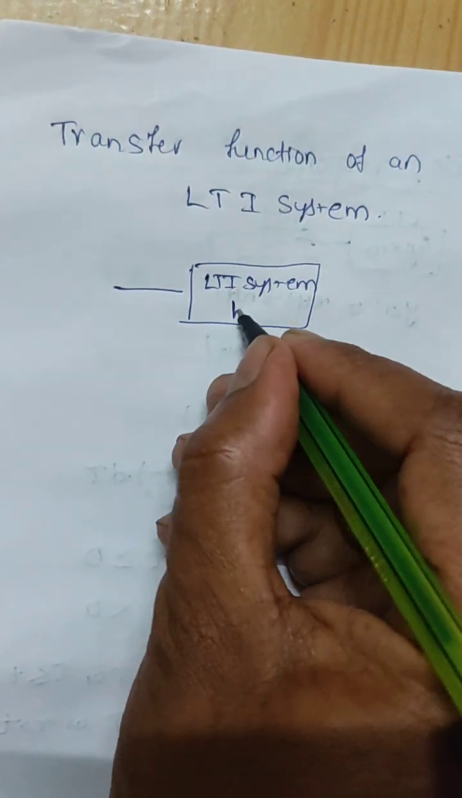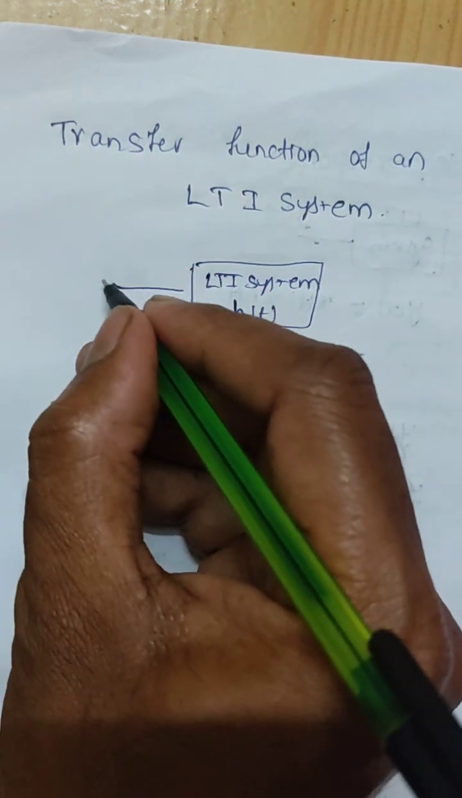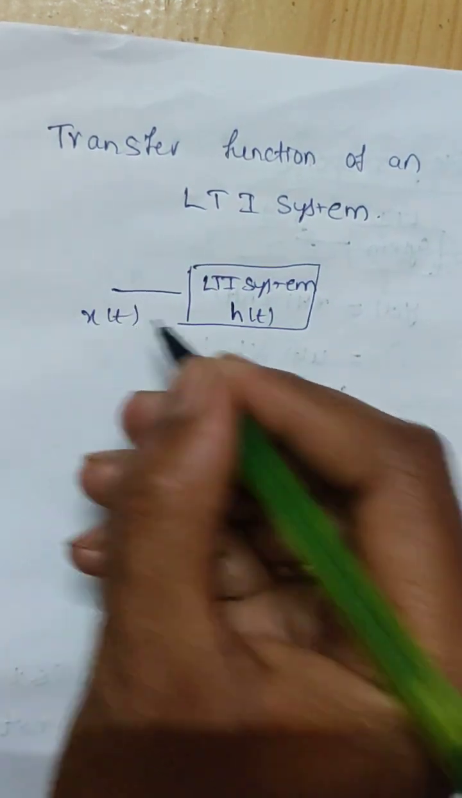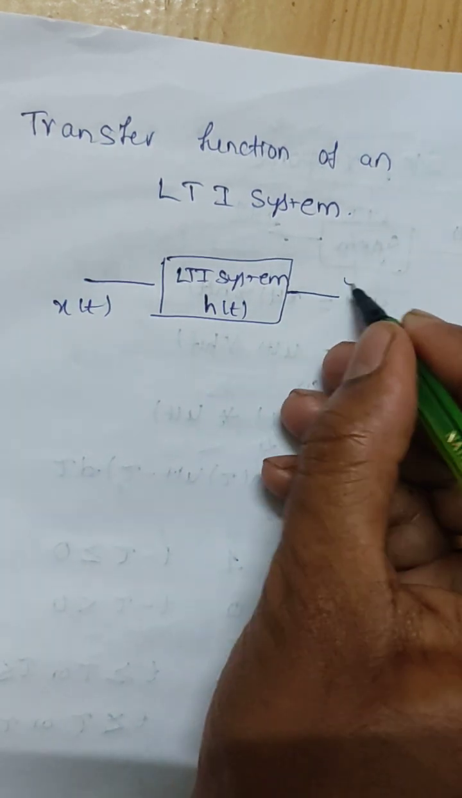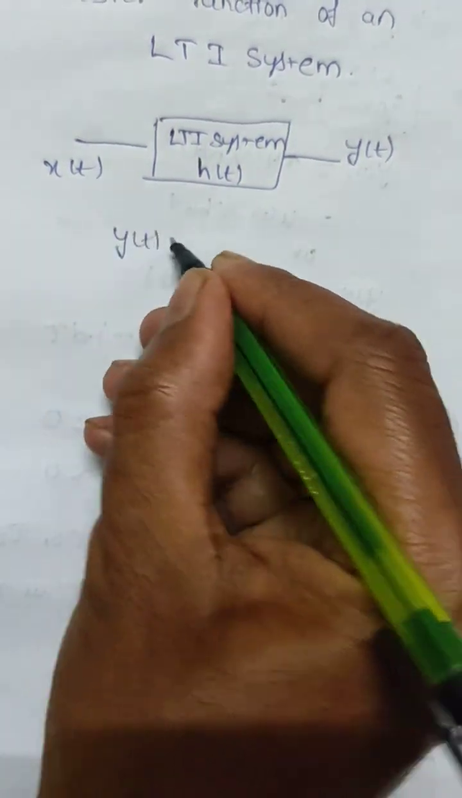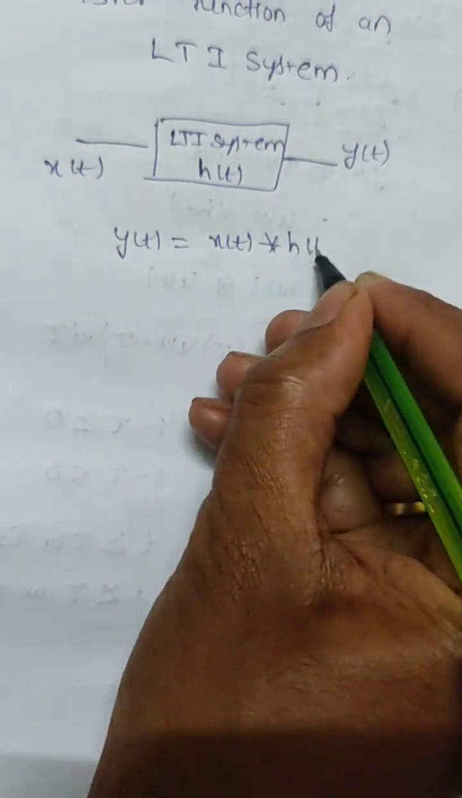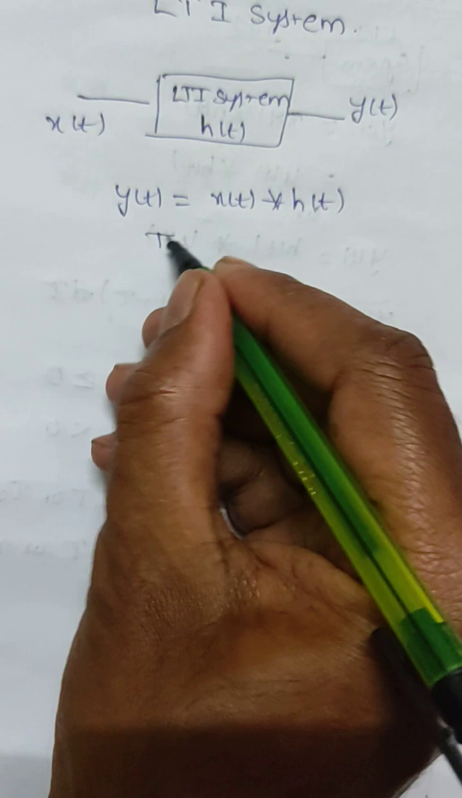Let us consider an LTI system whose impulse response is given as h of t, and the input signal is x of t and the output signal is y of t. And you already know that the output y of t is nothing but the convolution of the input and the impulse response.